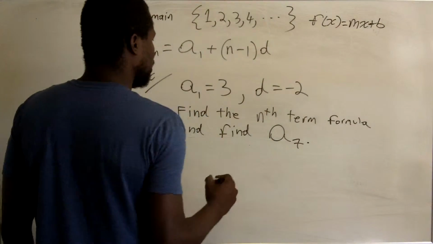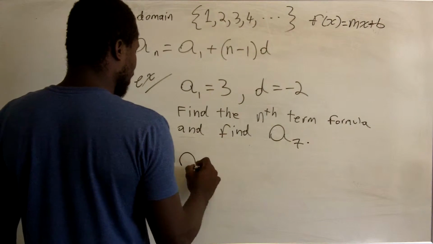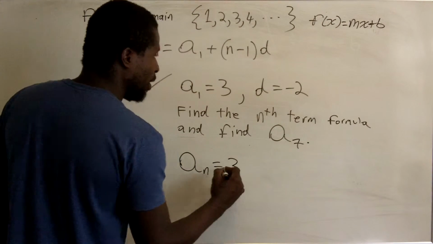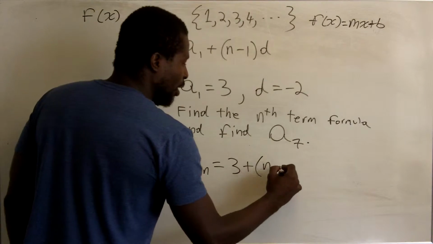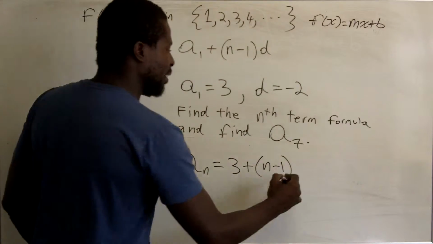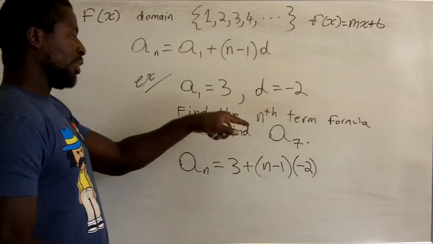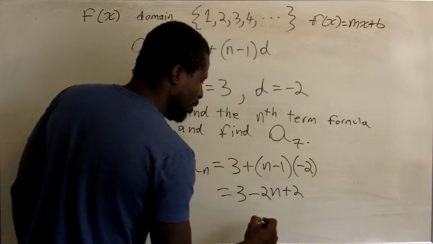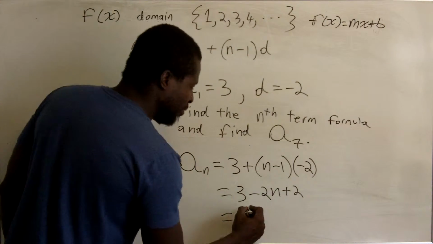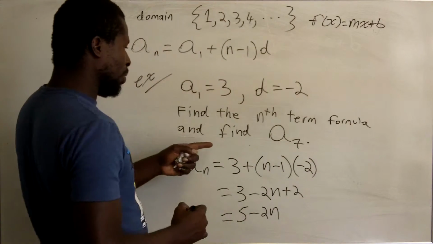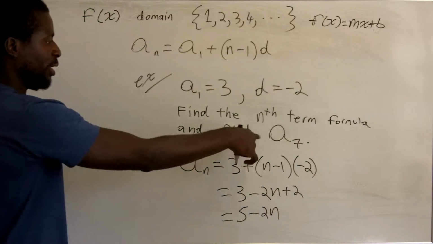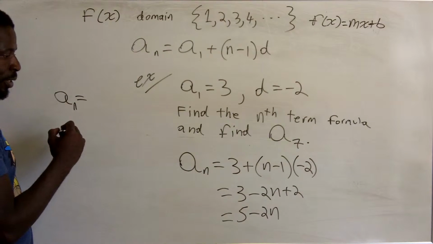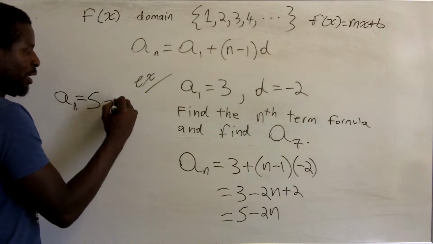All right, so this nth term formula tells me An is equal to A1, which they gave me as 3, plus N minus 1 multiplied by D, which they gave me as negative 2. So you can distribute. You get 3 minus 2N plus 2, or 3 plus 2 gives me 5 minus 2N. So the nth term formula for this particular sequence is that An is equal to 5 minus 2n.